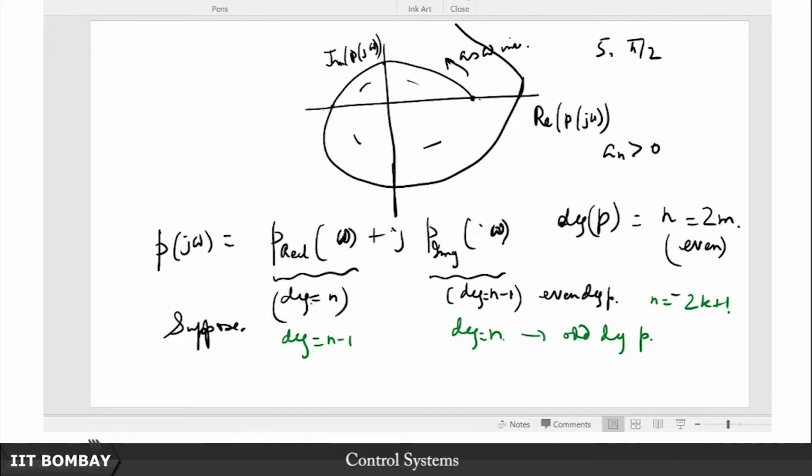And in going through this 5 times pi by 2, you notice that here I have p imaginary equal to 0. Then, as omega is increasing, I have p real equal to 0. Then I have p imaginary equal to 0. Then I have p real equal to 0. Then I again have p imaginary equal to 0. So what is this property? This is a property that is known as interlacing.